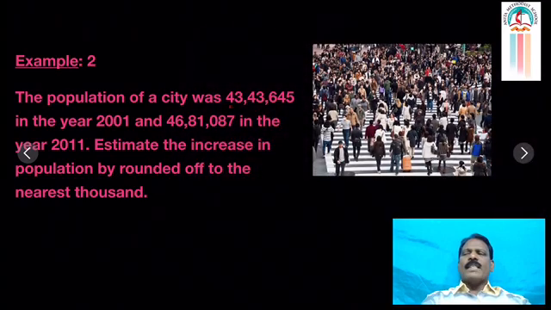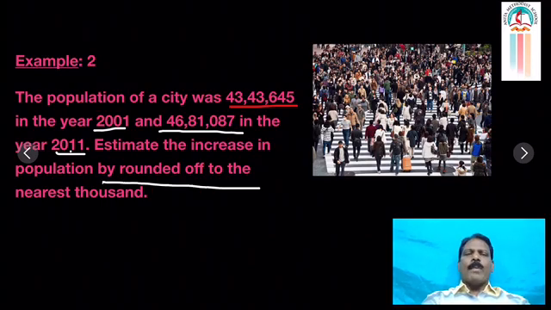The population of a city was 43 lakhs 43,645 in the year 2001 and 46 lakhs 81,087 in the year 2011. Estimate the increase in population by rounding off to the nearest thousand. So this is the question. Now the answer.